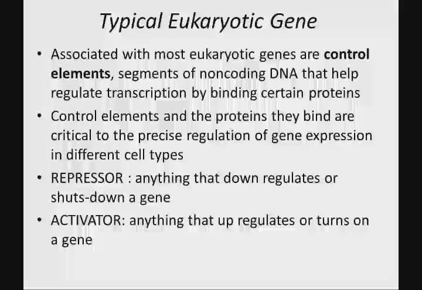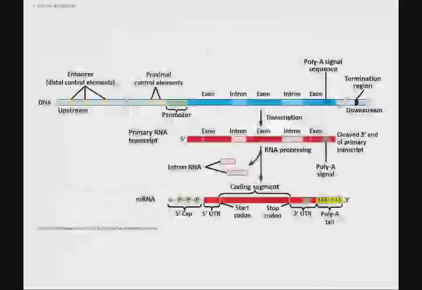So we're going to talk about control elements in eukaryotic genes. So again, these are parts of the DNA, parts of the gene in essence, that are non-coding but are going to help to regulate transcription. And we can have both negative and positive regulators. We can have repressors, anything that downregulates or shuts down a gene, and activators, anything that upregulates or turns on a gene. And it's much, much more complicated than we see in prokaryotes. There are many, many, many more players. Now, because of that, we're going to have a much simpler explanation, and let's go through that now.